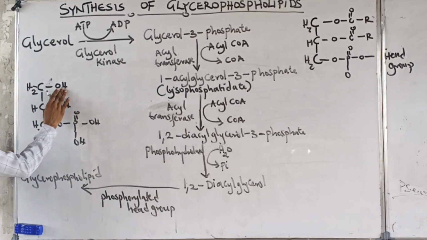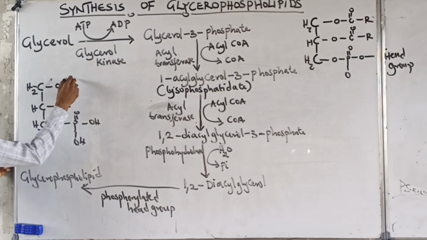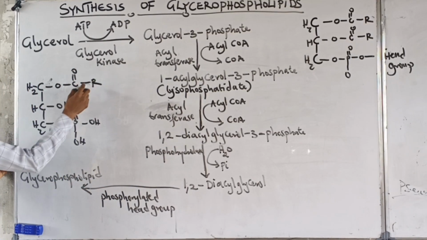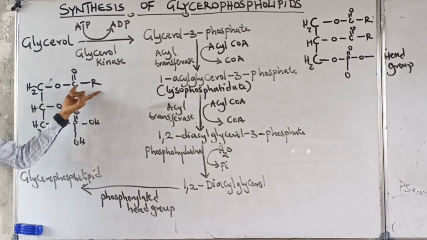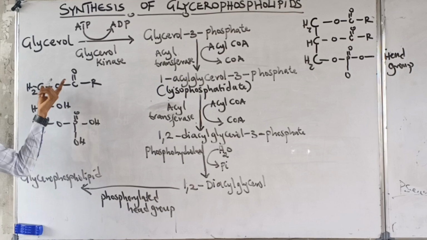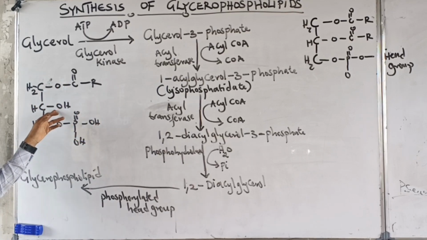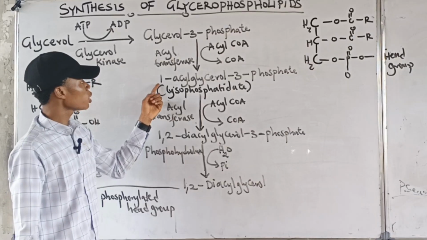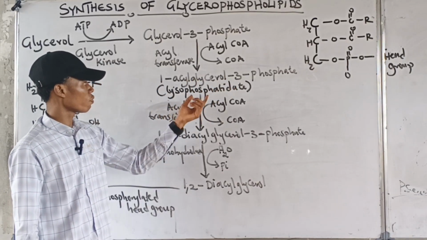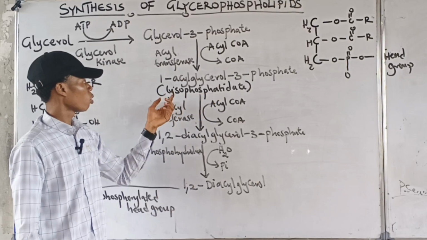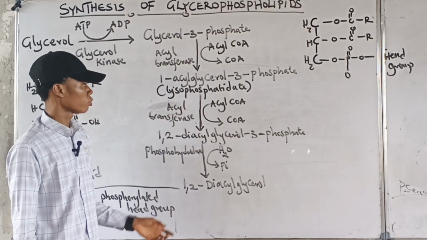So here I'll be attaching my acyl group here. When you are attaching something from fatty acid, you call it acyl group. So this is 1 acyl group attached. Now we still need to attach another acyl group here, right? So please, this 1-acyl glycerol 3 phosphate is also called lysophosphatidate or lysophosphatidic acid.